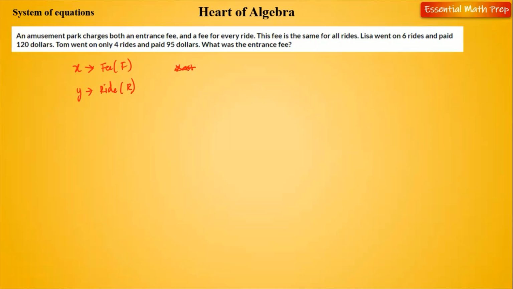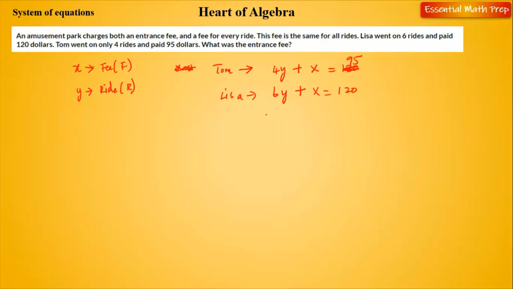Let's do it by Tom and Lisa separately. So for Tom, Tom went on 4 rides. So that means 4Y plus X equals 120. I'm getting rid of the dollar sign for convenience. And Lisa went on 6 rides and she entered the park once as well. Sorry, this is 95 for Tom. And Lisa paid $120.